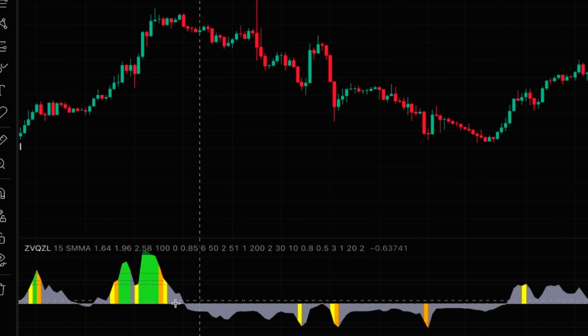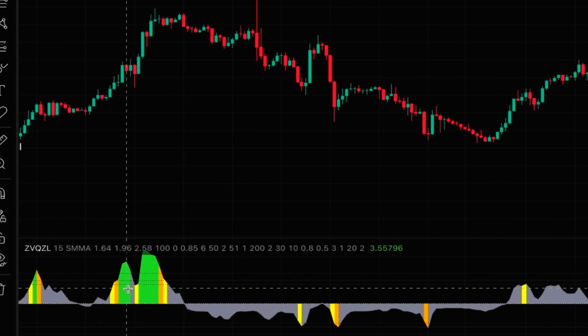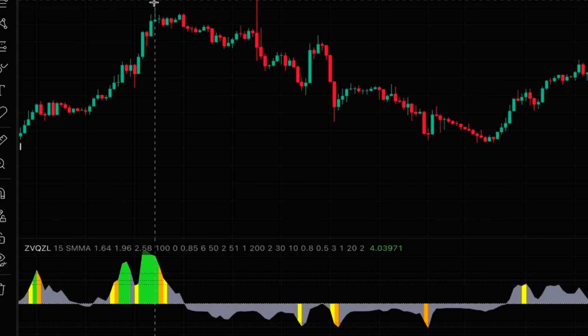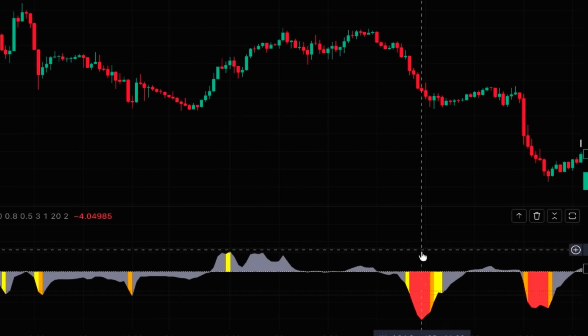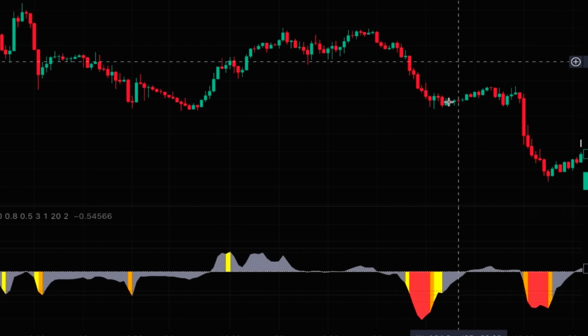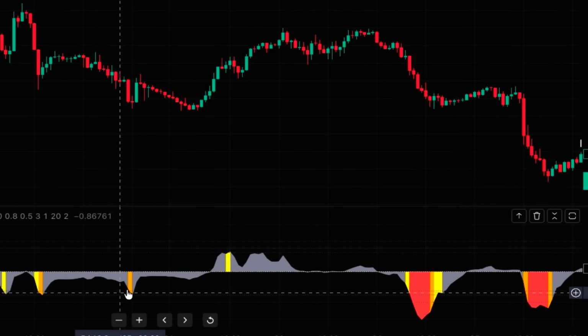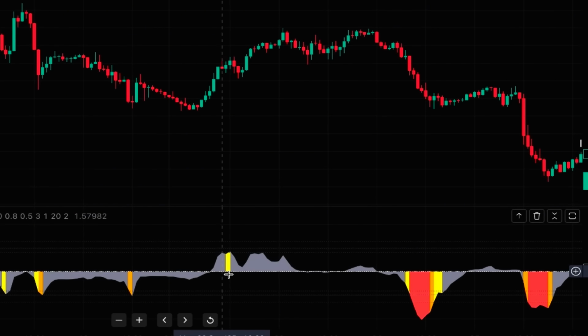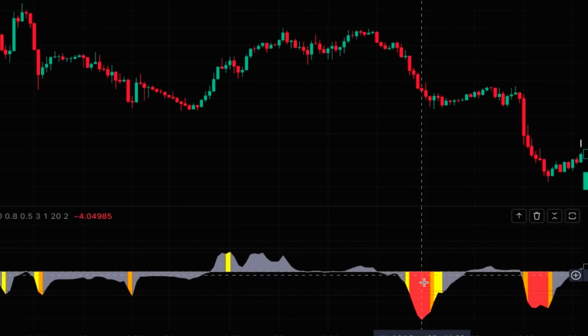When the histogram is above the center line and the color is green, we have the highest probability that we have increased volatility for advancing of the price. And on the other hand, when the histogram is below the center line and red, we have the highest probability that we have increased volatility for decline of the price. When the histogram is yellow or orange, it shows lower levels of probability. So yellow is the lowest, orange is medium, and green or red are the highest probability.